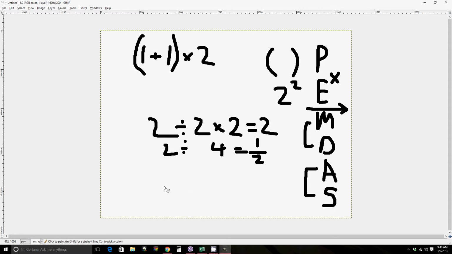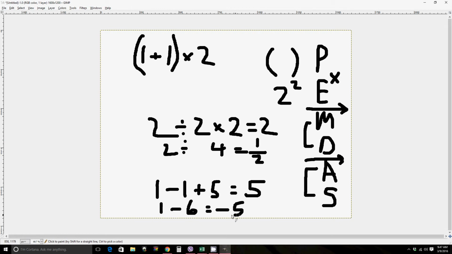Now, addition and subtraction, same deal. They're together. So if you had 1 minus 1 plus 5, you would not do the addition first, right? What we do here is the subtraction first, because it's left to right. So we do 1 minus 1, that's 0, 0 plus 5 is 5. But if we did the incorrect way and did the addition first, we'd end up with 1 minus 6, which is negative 5. So you'd see here we'd get another answer.